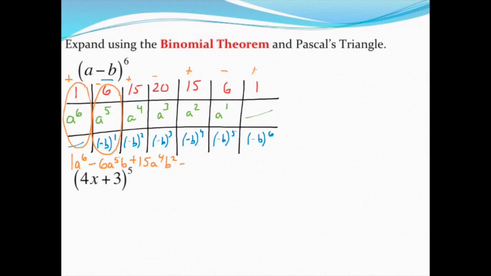Finishing this out, I'm going to alternate signs. So I'm now negative 20a to the 3rd, b to the 3rd. And then I've got positive 15a squared and b to the 4th. 2 terms to go. I'm now at negative 6a to the 1st, b to the 5th. And then finally, I'm going to end with just b to the 6th. So that whole answer is my expanded polynomial.